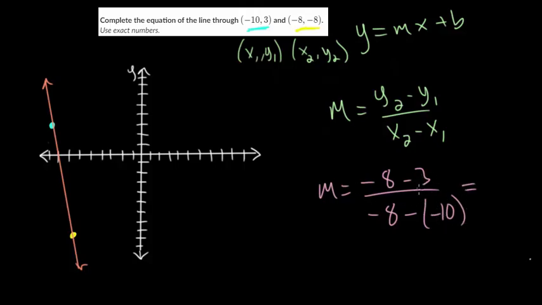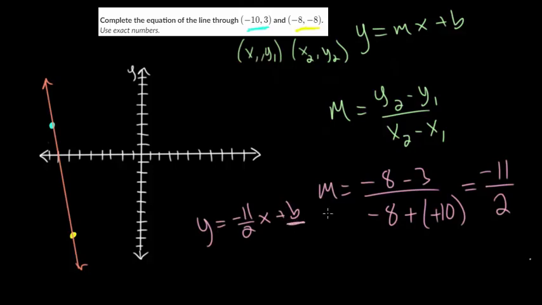And at this point, we'll just simplify. So subtracting a negative is the same thing as adding. So in the denominator, we get a positive 2. And in the numerator, we get minus 8 minus 3, which would be minus 11. So our slope is this minus 11 halves. We're going to plug that into our equation. So we have y is equal to minus 11 over 2x plus b.